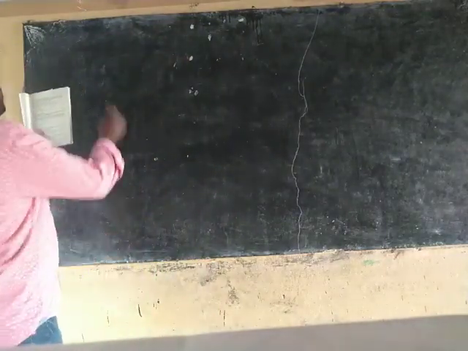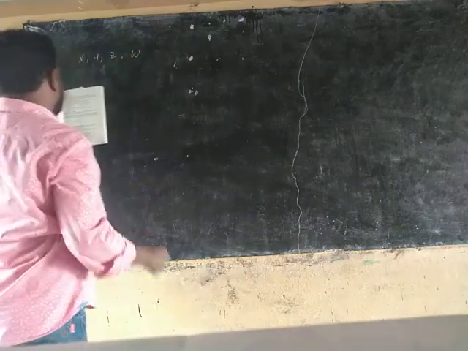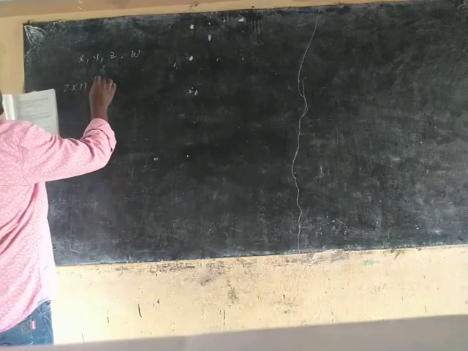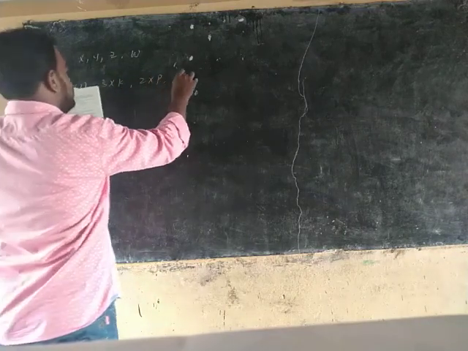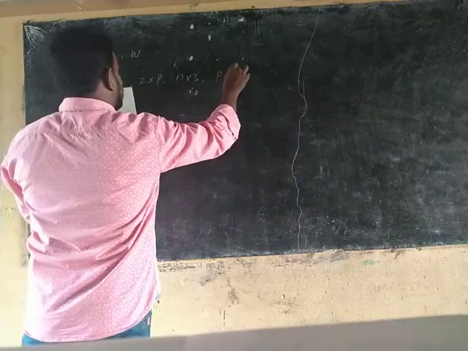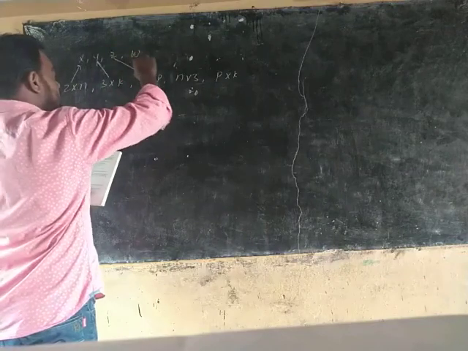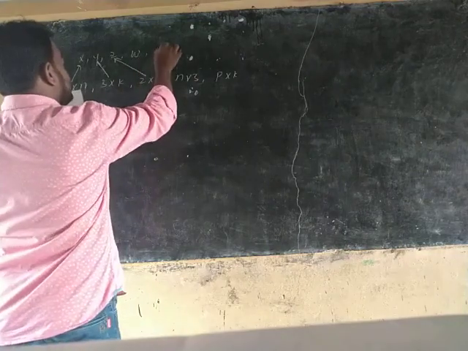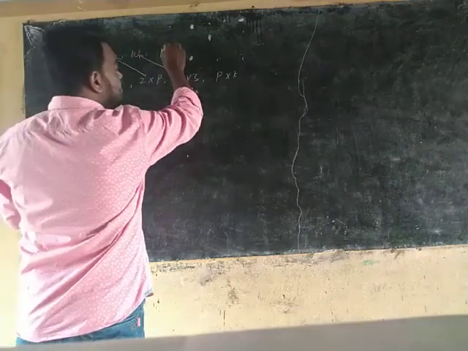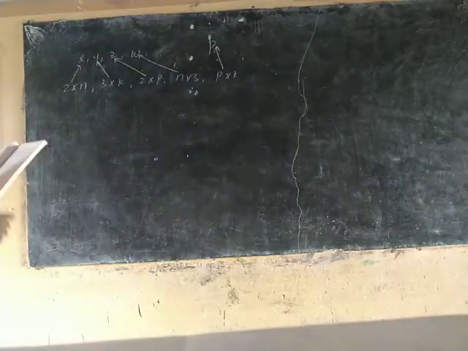Assume X, Y, Z, W and P are matrices of orders 2 cross n, 3 cross k, 2 cross p, n cross 3 and p cross k respectively. This is of order X, this one of order Y, next this is of order 2 cross p, so this is of order W, and this is of order P, capital P matrix. This is the order of the matrices they have given.